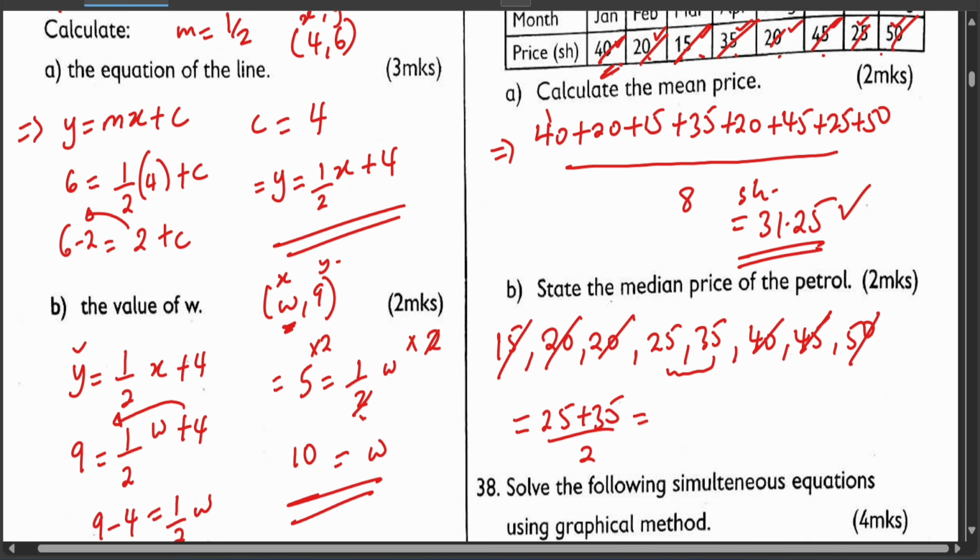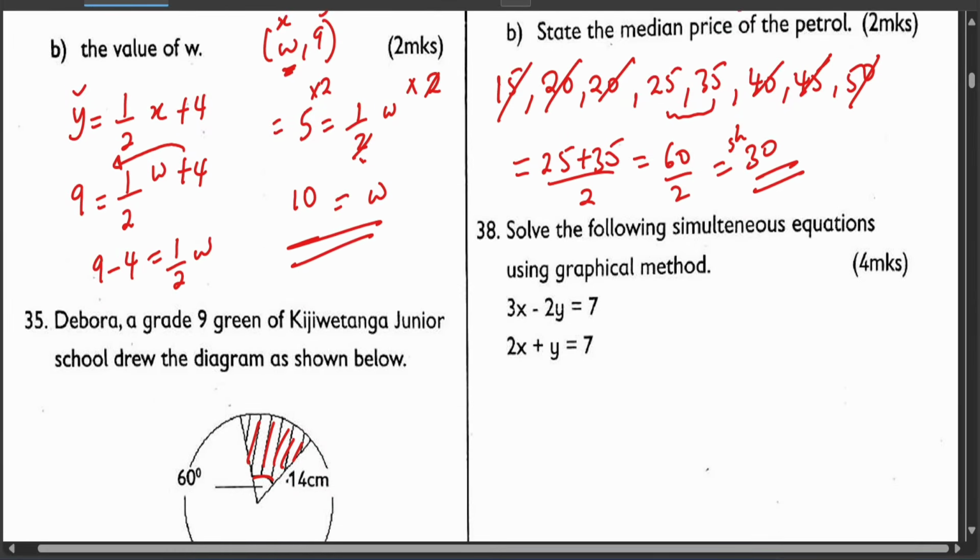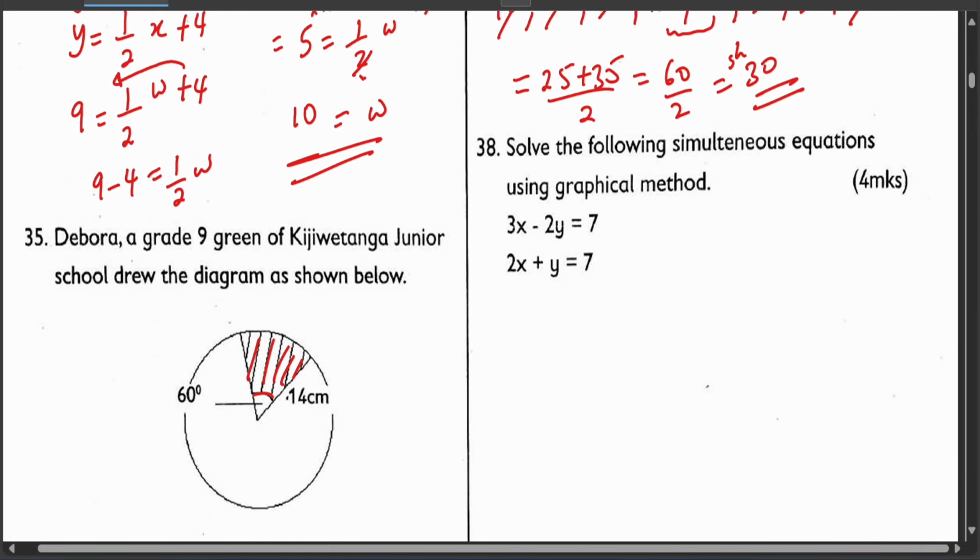So 25 plus 35 gives you 60. 60 divided by 2 gives you 30. So your median is 30 shillings, and it should be somehow very near to your mean. See, it's very far. Solve the following simultaneous equations using the graphical method.